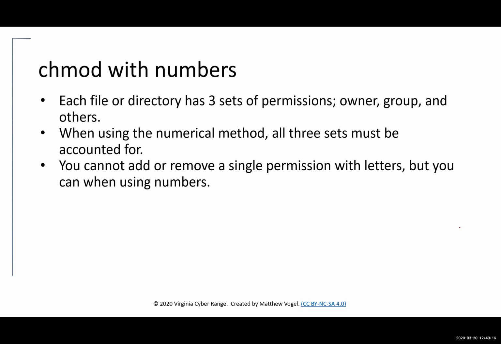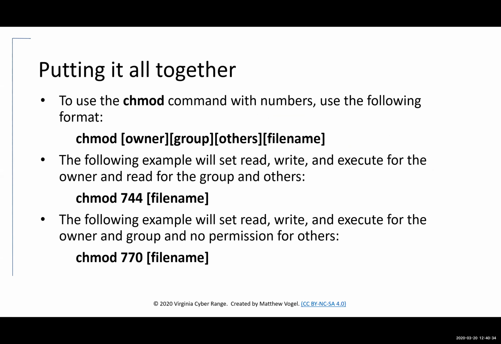So each file or directory has 3 sets of permissions: owner, group, and others. When using the numerical method, all 3 sets must be accounted for, and you can't add or remove a single permission. You can add or remove single permissions with letters, but you can't do so using numbers. So here I do chmod owner, group, others, and then the file name, and here I'm using numbers.